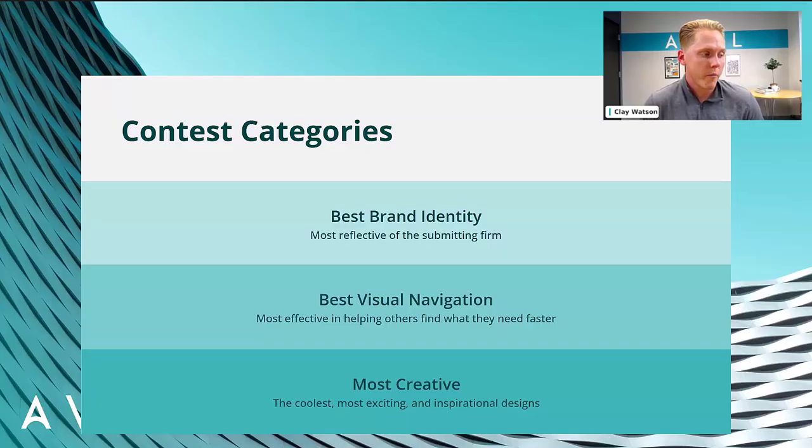We'll be talking about the winner for Best Visual Navigation, which is really down to the first glance, right? How easy is it for someone to recognize what's behind that card? What type of content is behind that card as they're browsing through Avail? What's the easiest way that they can visually navigate the platform? And then we'll be tying things up and talking about the winner for Most Creative. That's the coolest, most exciting, most inspirational designs. And talking about, again, some of the tools that they've used to create these cards for their Avail interface.